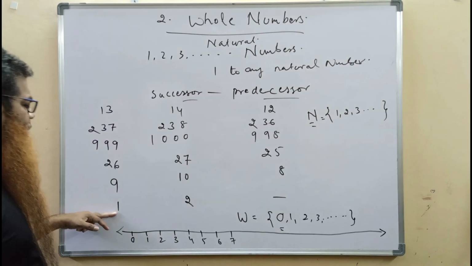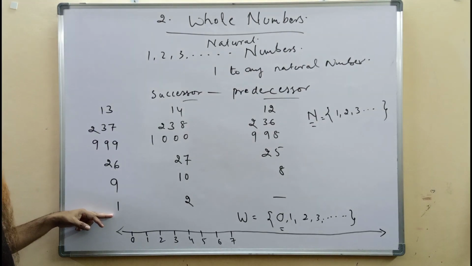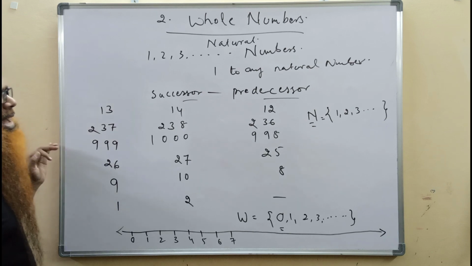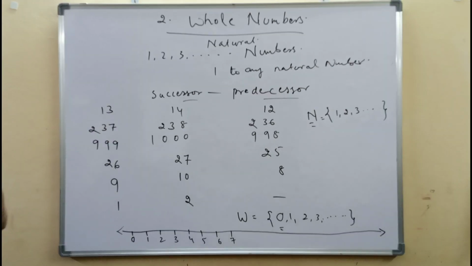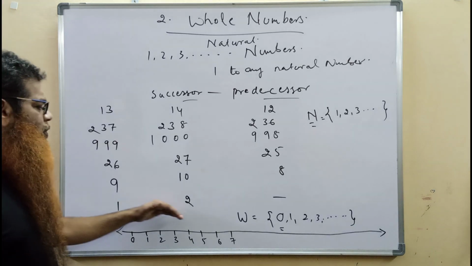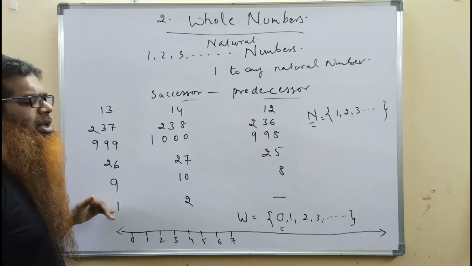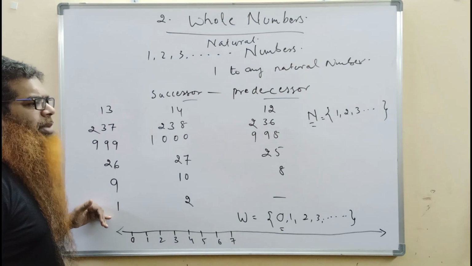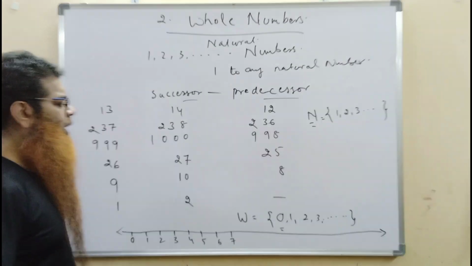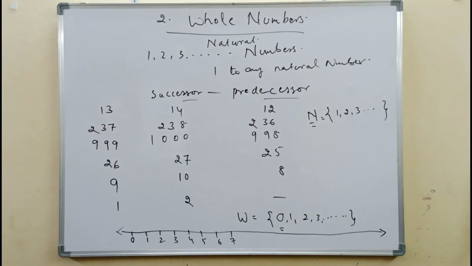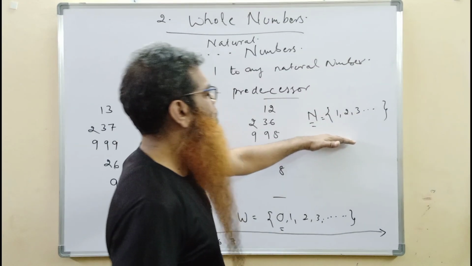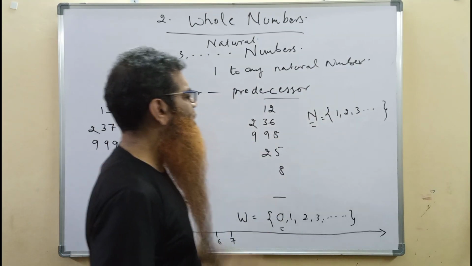Then we have 1 here. 1 plus 1: when we add 1 to any natural number, we get its successor and it lies on the right side of the number on the number line. So we have 2 here, which lies immediately on the right side of number 1 on the number line. 1 has no predecessor in the set of natural numbers. As we know, the set of natural numbers begins with 1.